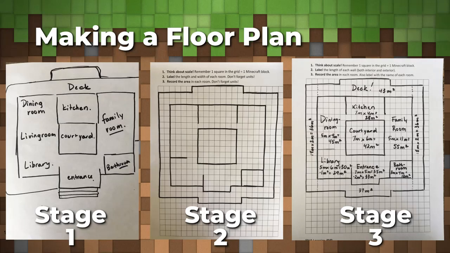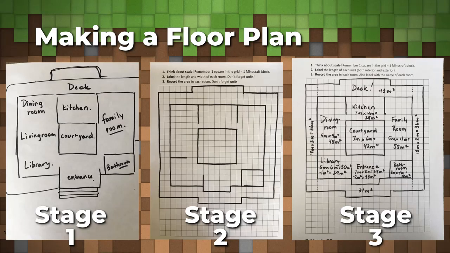And stage 3, before we enter Minecraft, you're going to do a few calculations. You want to go through and label what room is what, and then you need to figure out your area of the different rooms, how many blocks per room you're going to need for your floor space and also for your wall space.